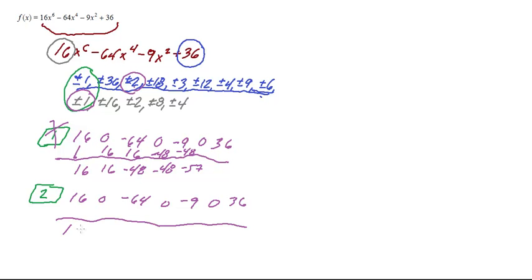So don't freak out if this seems huge, because this is kind of just a party trick at this point. So then, 2, 32, negative 32.